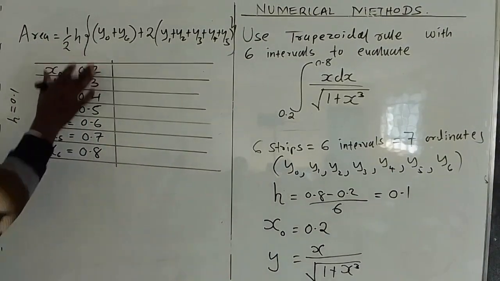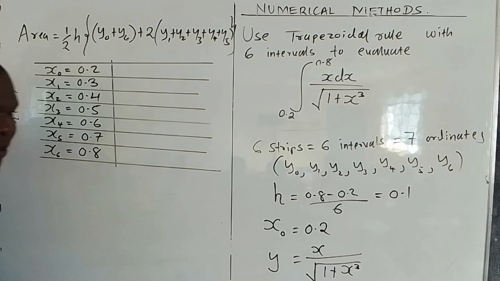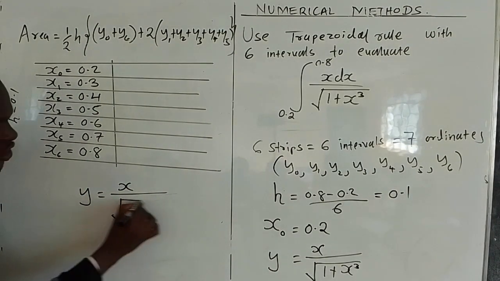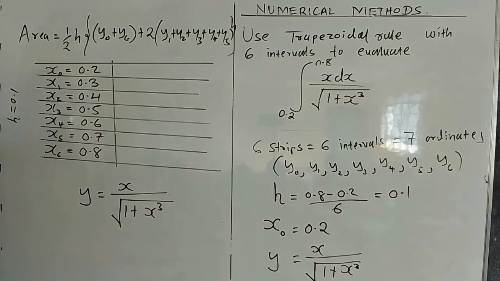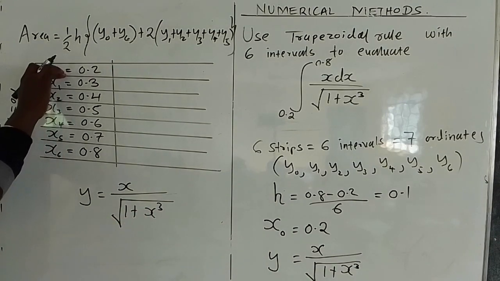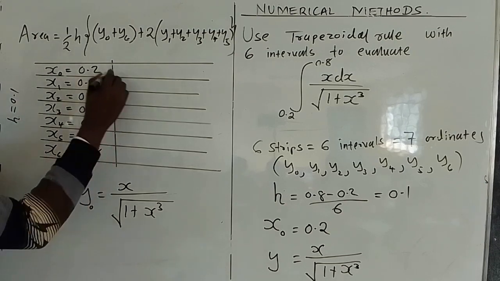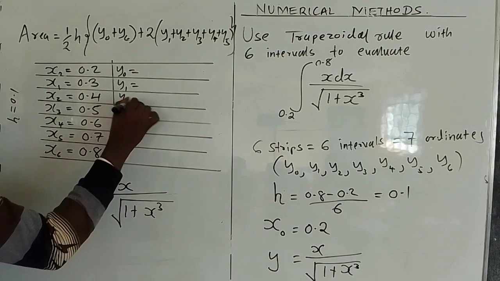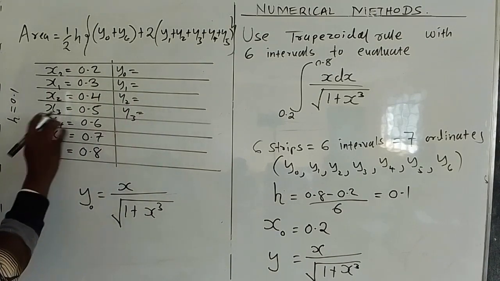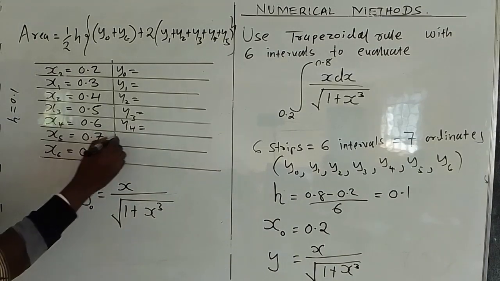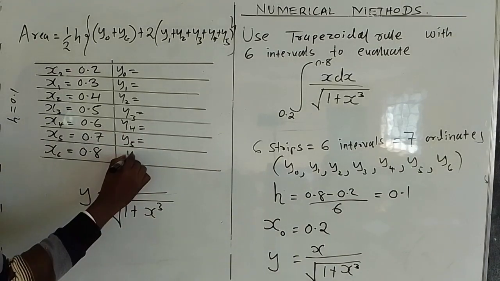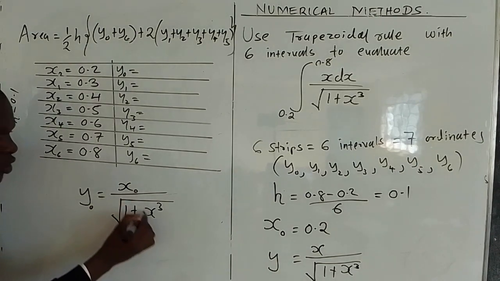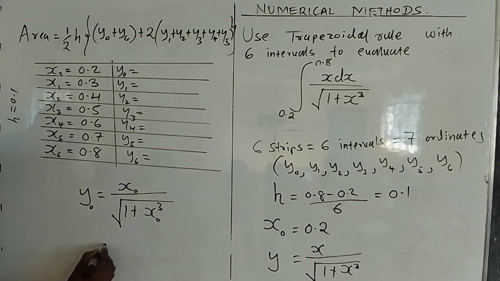So once you have the x's, we now want to look for the y's. The formula of y there we have: y is equal to x over square root of 1 plus x cubed. So it means x naught will give us y naught, x1 will give us y1, x2 will give us y2, x3 will give us y3, x4 will give us y4, x5 will give us y5, x6 will give us y6, isn't it? So it means when we want y naught, where there is x, we also put x naught, isn't it? So what are we going to have there for y naught?